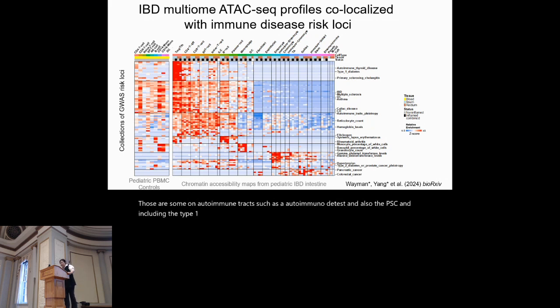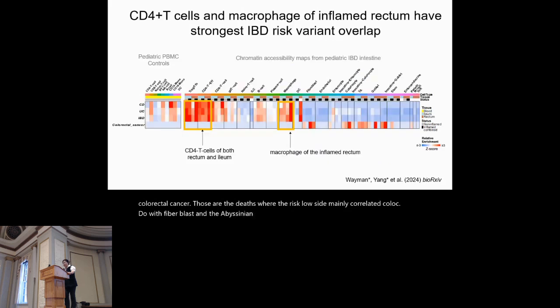And following that, we see a cluster of disease risk loci that are enriched across the immune cell populations, including IBD. At the bottom, such as colorectal cancer, those are diseases where the risk loci are mainly co-localized with the fibroblast and epithelial cell accessible regions.